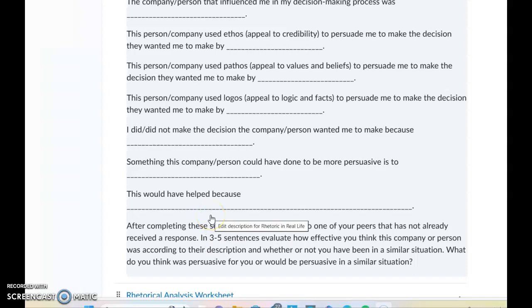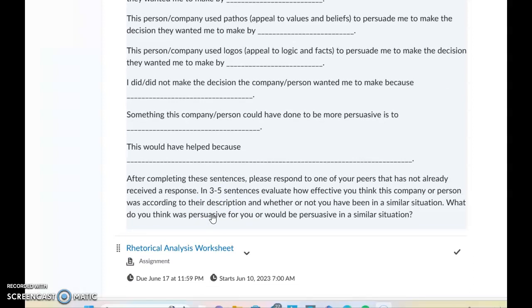And that will just be evaluating how you think you would have reacted and how that differs from the person who made the initial post, and whether or not you think that company was effective. Your adding ideas to that is going to help your peer think through that from a different perspective.